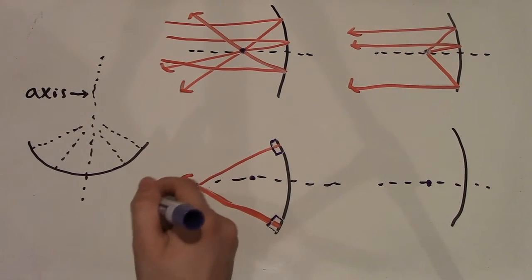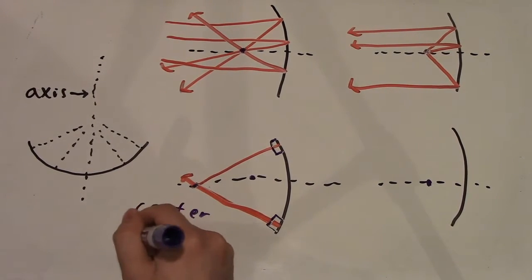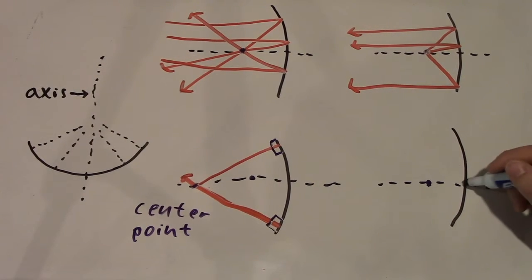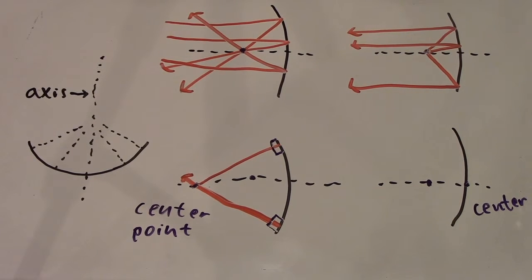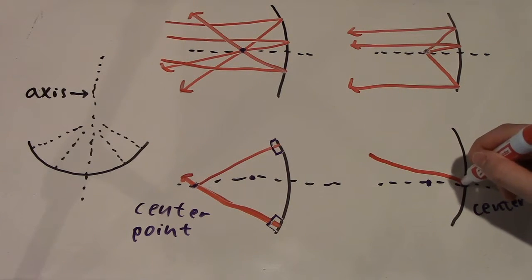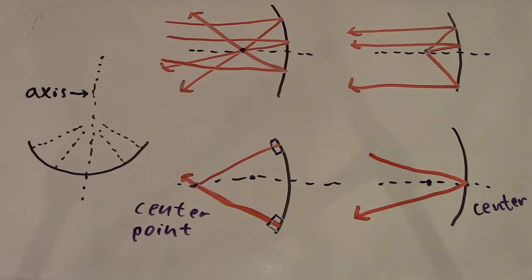Now, do not confuse the center point with the center of the mirror, which is a point actually on the mirror. Our fourth and final path utilizes the center of the mirror. Since the axis is perpendicular to this part of the mirror, any light coming in to the center at an angle will reflect back out at that same angle.